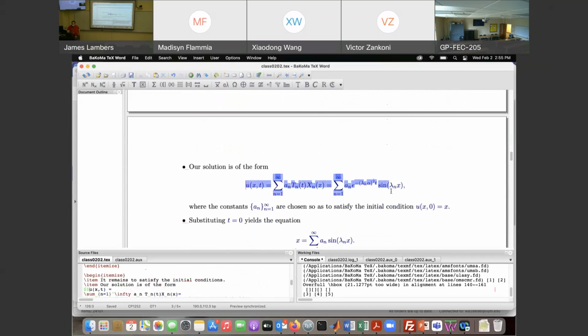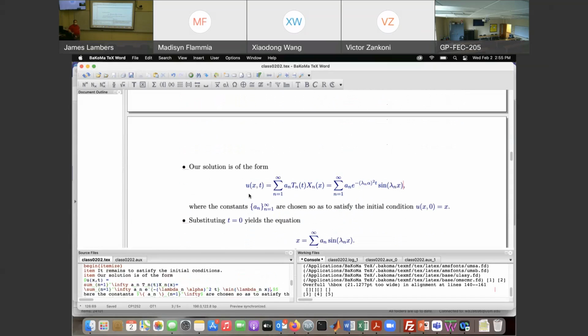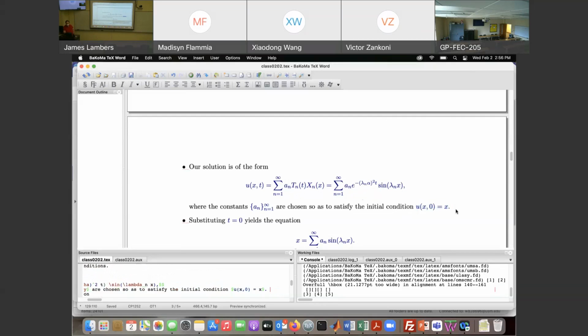Here is our solution formula. So u of x, t, the solution to our original problem, is going to be an infinite sum of the solutions that I just showed you that satisfy the PDE and boundary conditions, but we multiply them by unknown constants, a n. Here I filled in what T n of t and X n of x are, so what we've just seen. So the only thing that's left is to find constants a n so that if I substitute in t equals 0, I will get the initial function, u of x, 0 is equal to x.